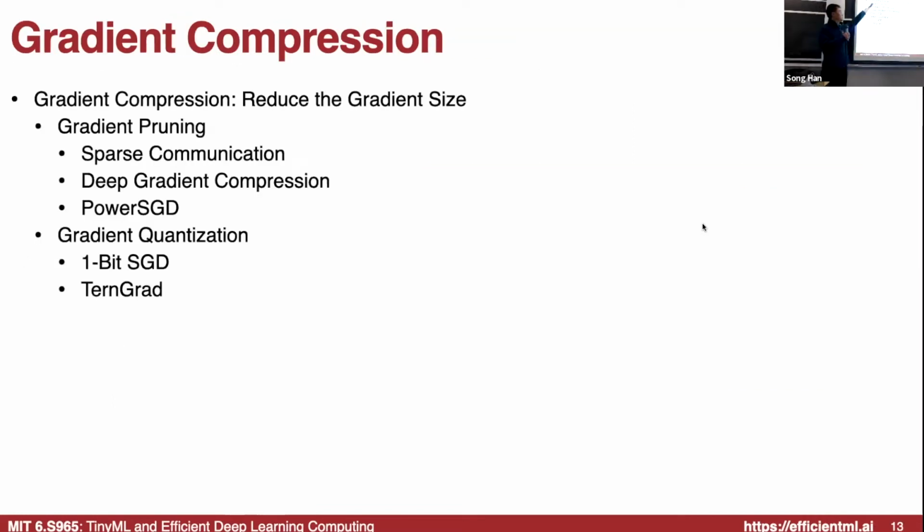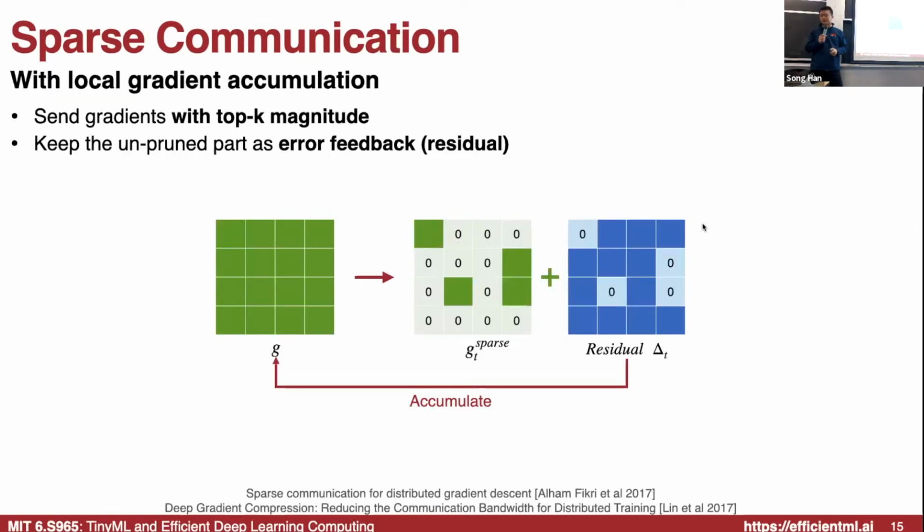Okay, so here's the agenda for gradient compression. The goal is to reduce the size of the gradient from two perspectives. One is gradient pruning, to reduce the number of gradients. The second is gradient quantization, to reduce the bit width per gradient. Okay, so we are going to introduce several techniques for both directions. Let's start with gradient pruning to reduce the number of gradients to be exchanged.